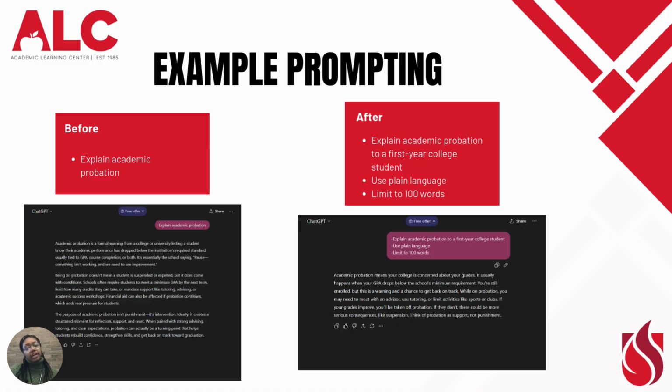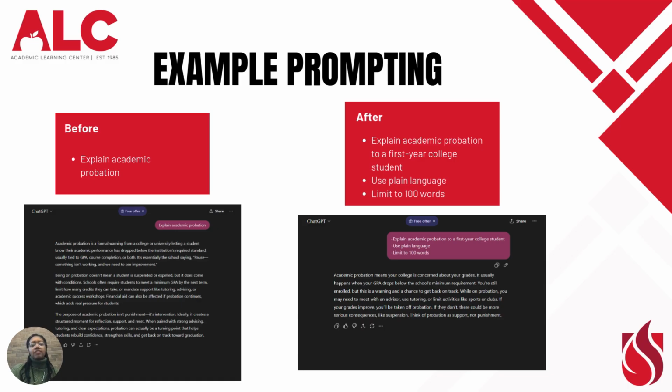Now, even with the second response, I'll have less revision compared to the first response because it's just too long. If I'm explaining something to a first year college student, I'm going to assume they may not know as much as somebody who's been in college for a couple of years, or who has parents or grandparents or family members and friends who have also gone to college. So you always want to make sure that you are being specific, and you need to know who your audience is when you're doing your prompting, right?